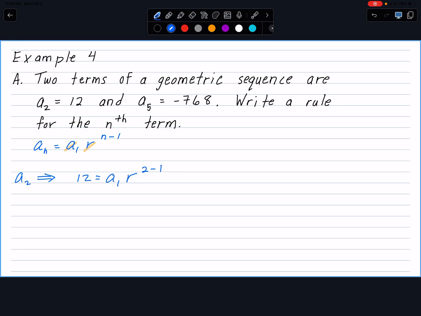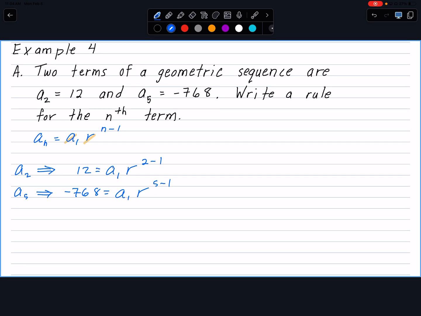I'm going to do the exact same thing for our fifth term. See if you agree with me, the outcome is negative 768. We find that by taking the first term, multiplying it by the common ratio, and then n is 5, so 5 minus 1. Before I continue, are there any questions on how I found any of these values so far?